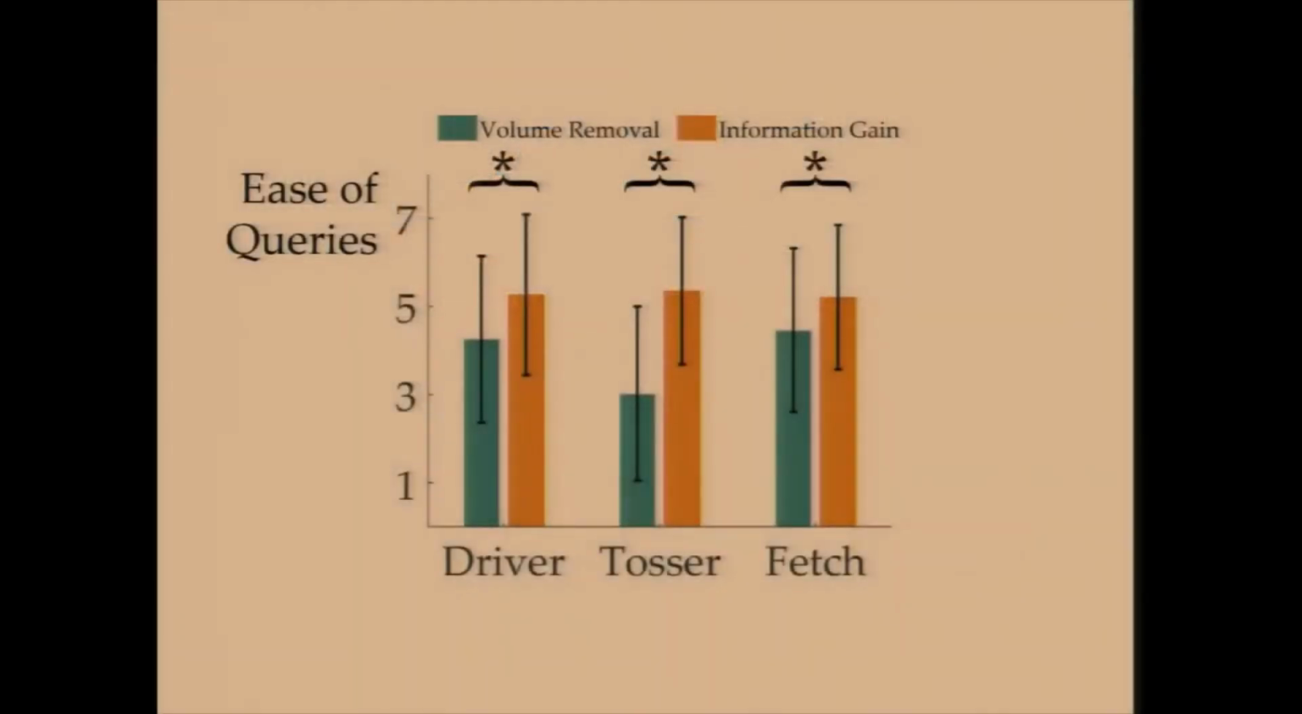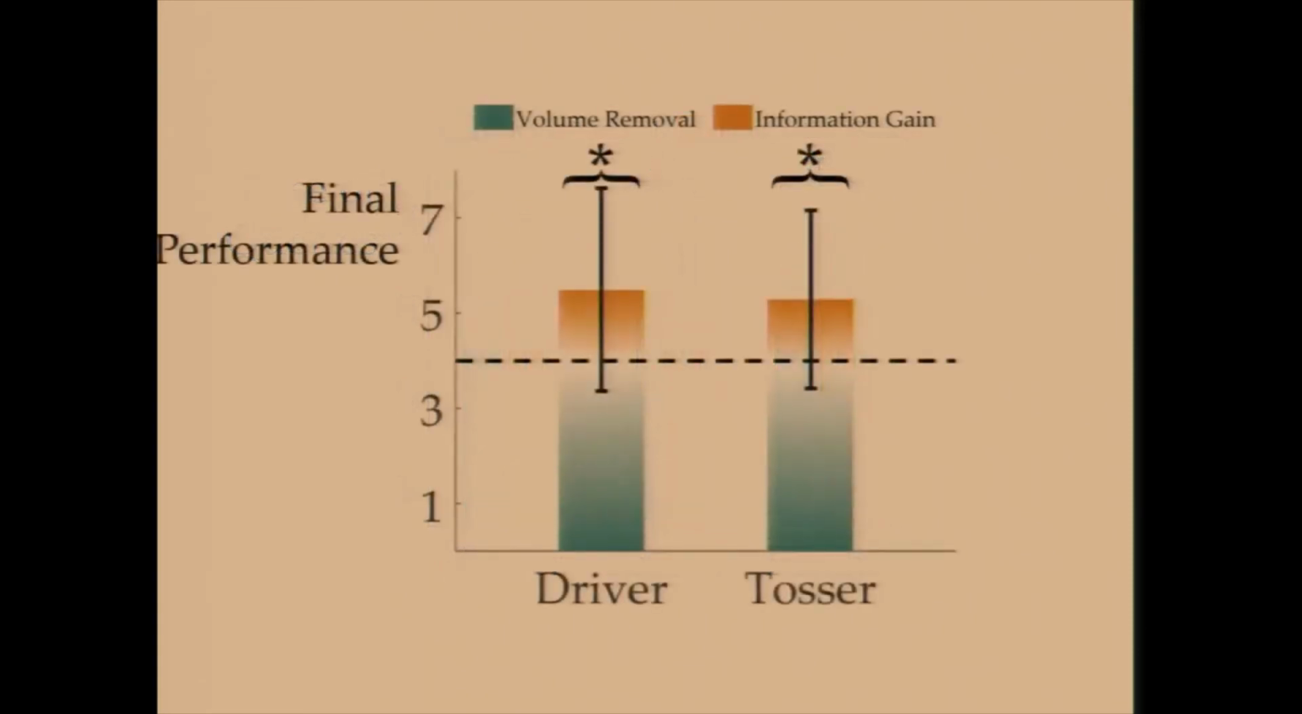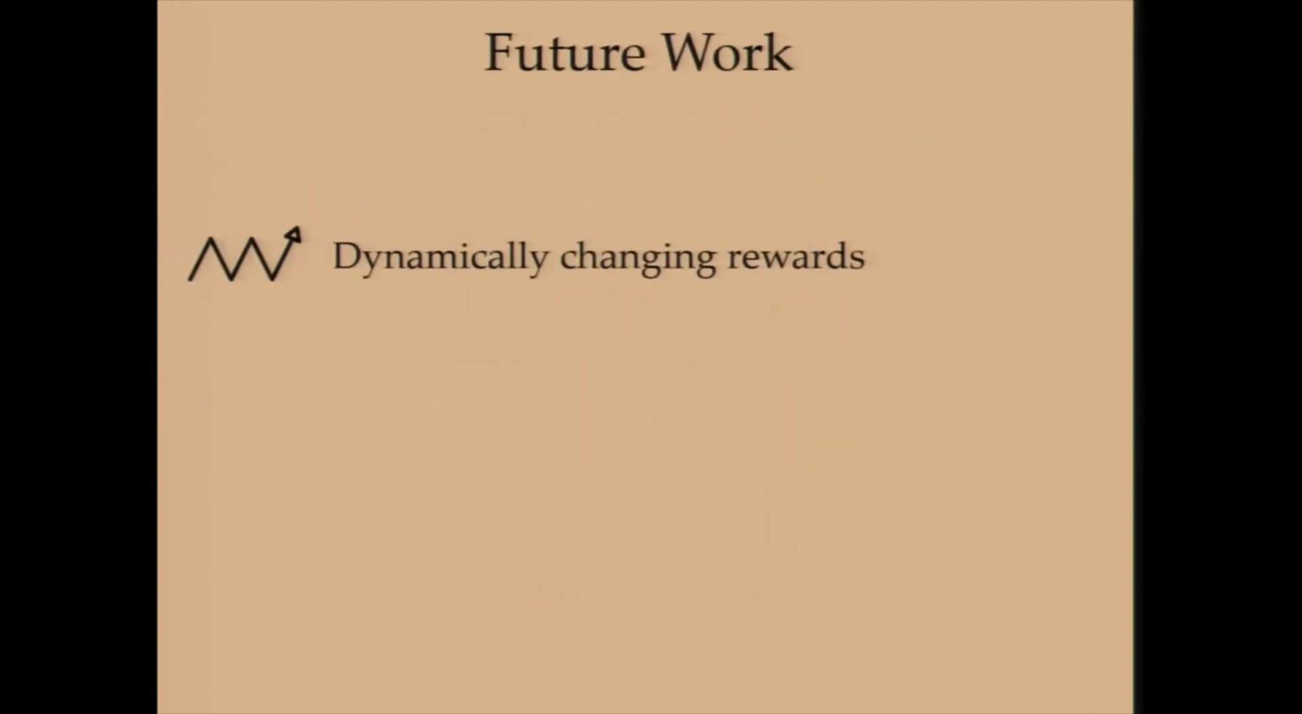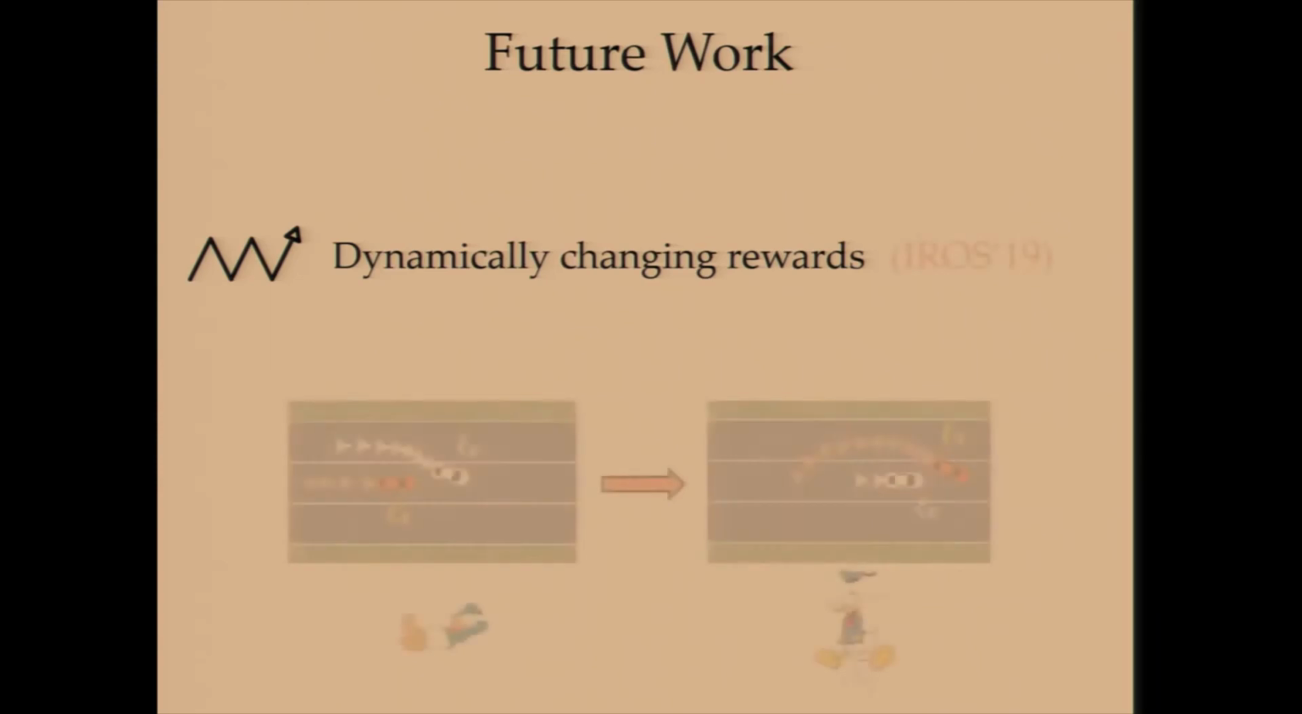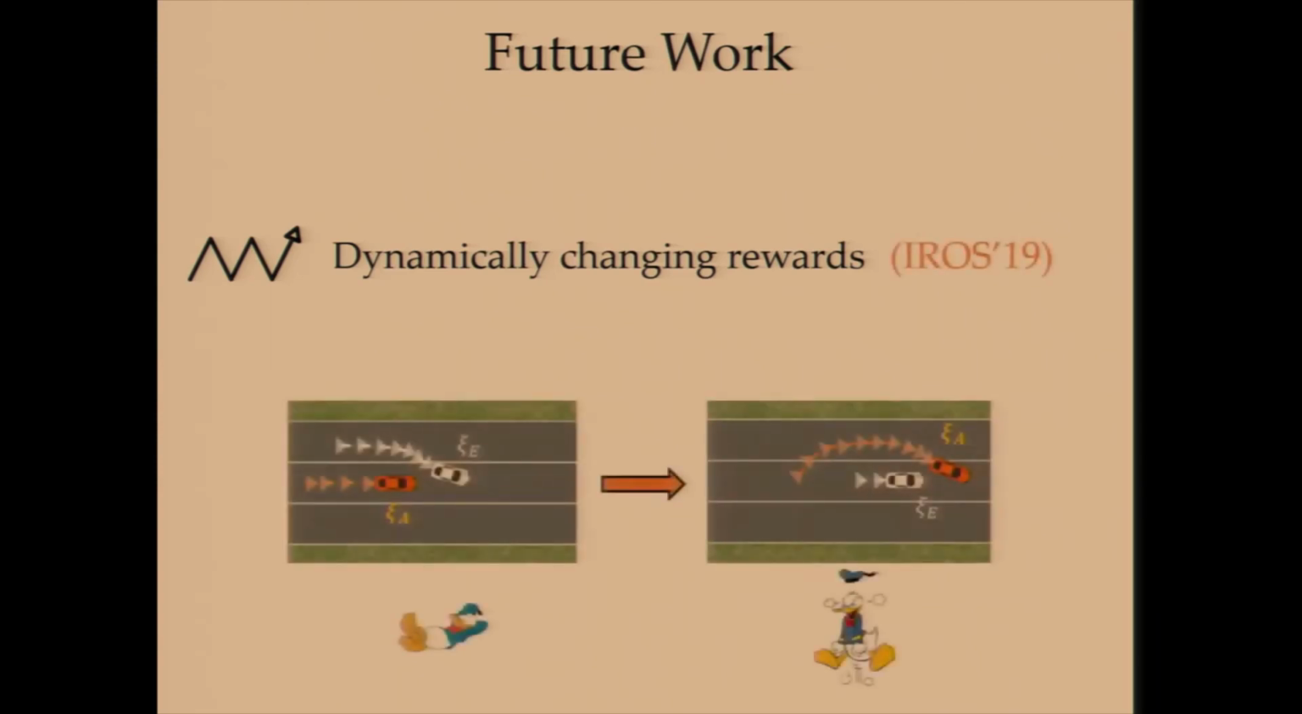In fact, our user studies showed users find information gain queries significantly easier than volume removal, and they think the robot understands what they want significantly better with the information gain formulation. One possible future work is to model dynamically changing rewards, which I'll be talking about next week at IROS.